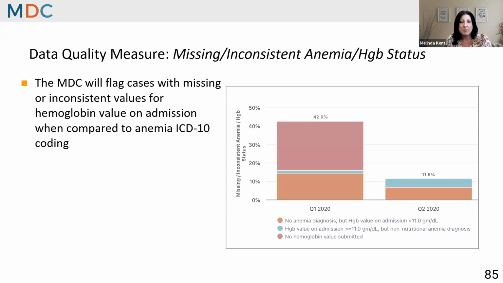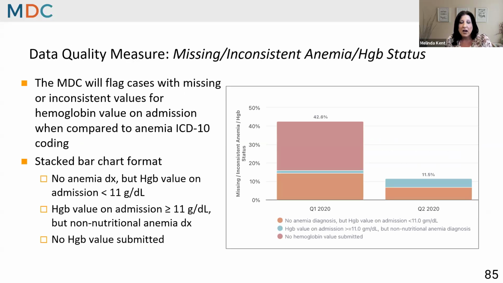So the MDC will flag cases with missing or inconsistent values for hemoglobin value on admission when compared to anemia ICD-10 coding. And it's once again in a stacked bar chart format. The categories are no anemia diagnosis but the hemoglobin value on admission was less than 11, hemoglobin value on admission greater than or equal to 11 but non-nutritional anemia diagnosis, and no hemoglobin value submitted. These are really, really good areas of data to look into.